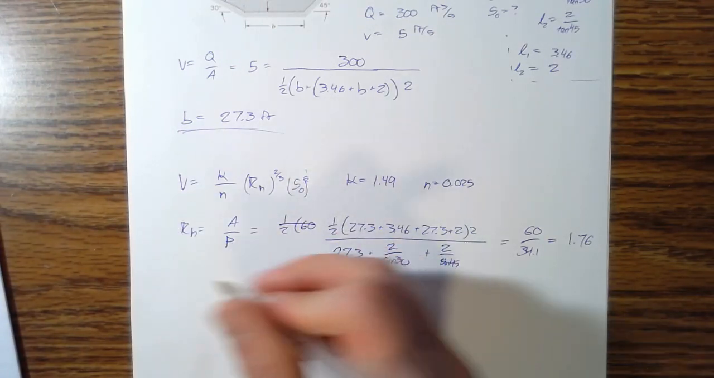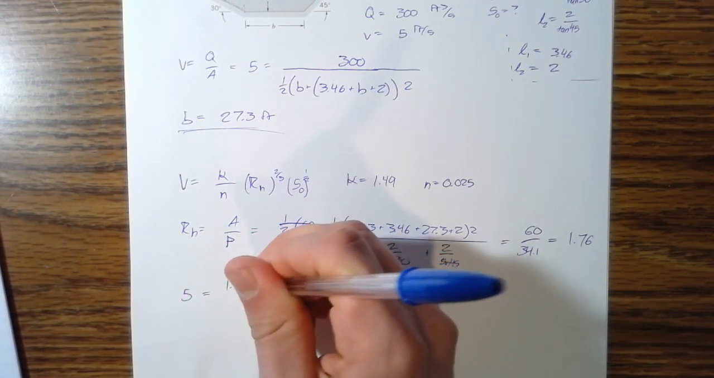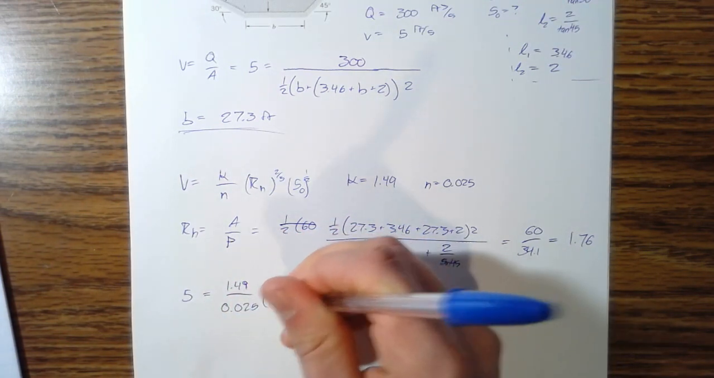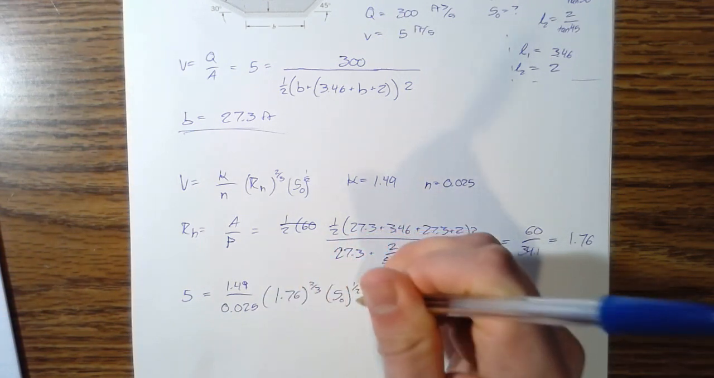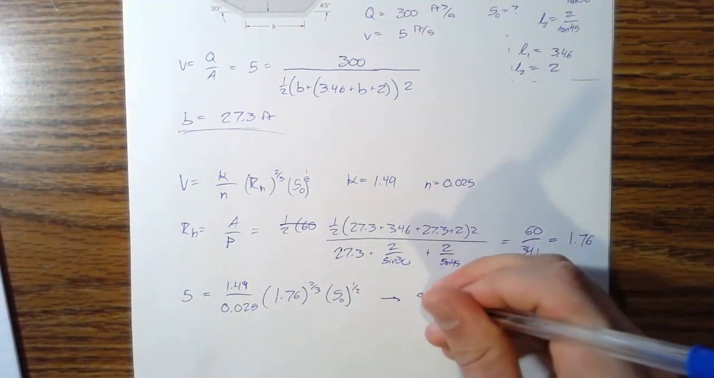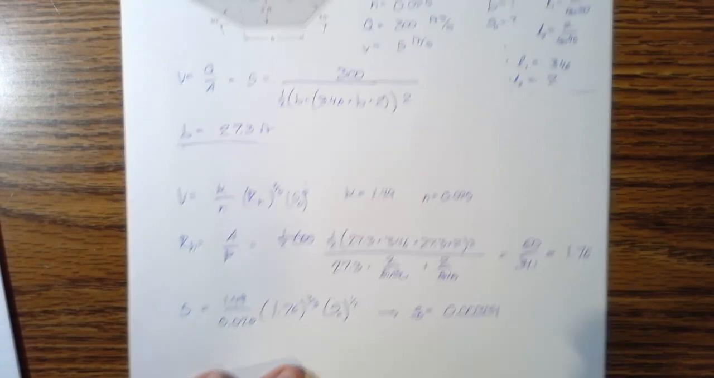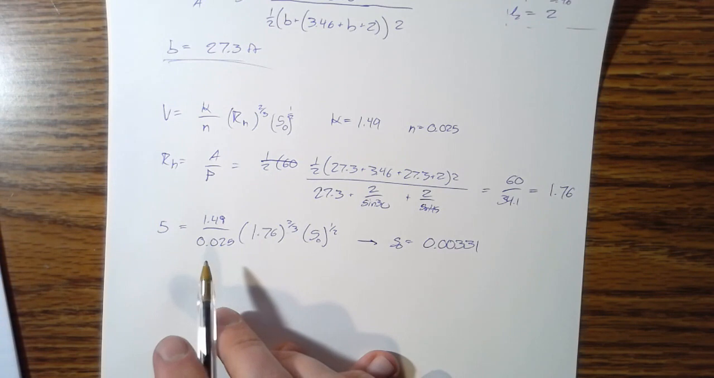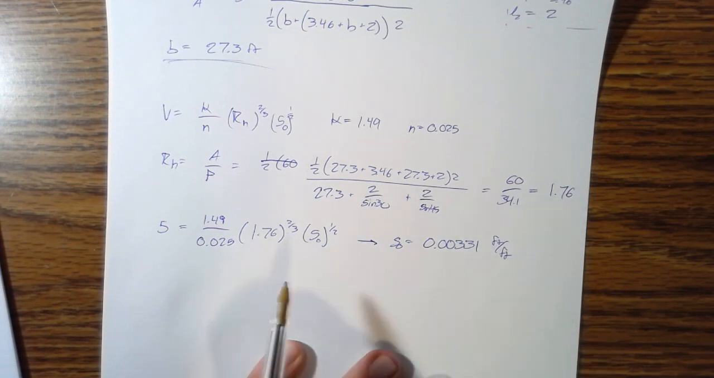And then we can calculate our slope now by plugging in all this stuff that we know. So maximum velocity, 5. Kappa, 1.49. Manning coefficient, 0.025. R sub h, 1.76 to the 2/3. And then our slope that we're going to solve for to the 1/2. So divide all this stuff over, square it, and you'll get your slope is 0.00331. And our units on that are going to be feet per feet, because we're working in feet over here.